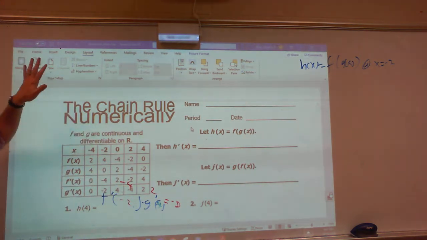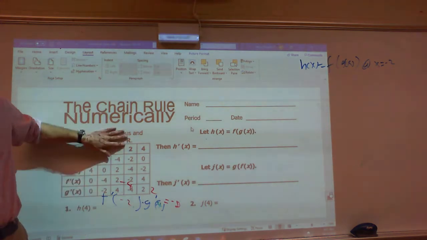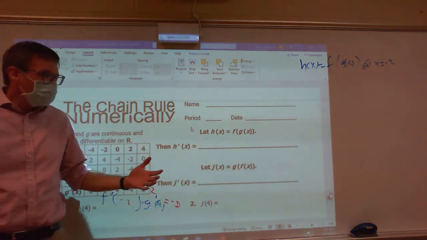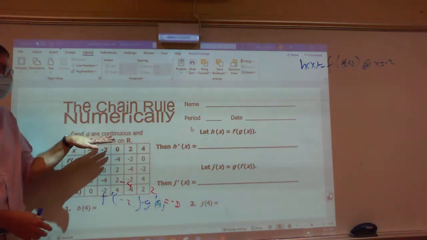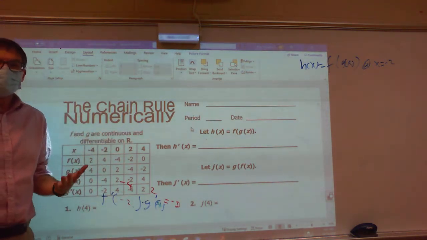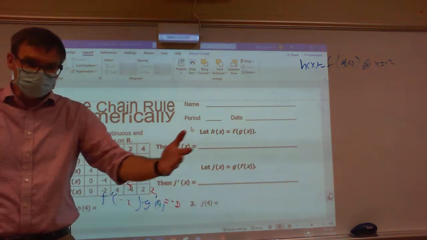Pretty much this whole idea of things being continuous and differentiable, anything that we do in calculus, particularly this semester, requires that things are continuous and differentiable. If it's not, then none of the rules that we've talked about ever work.